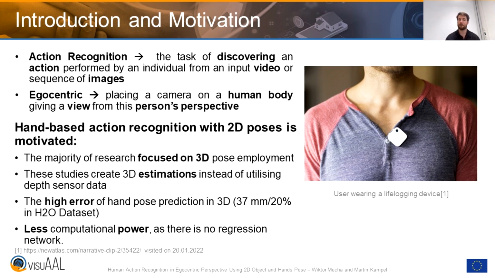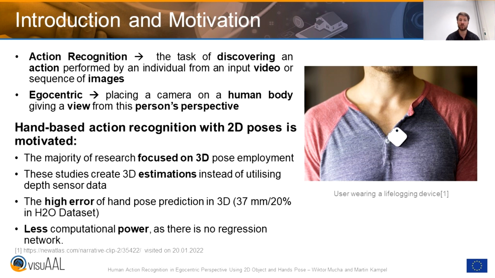And we are performing hand-based action recognition with 2D poses, which is motivated by the fact that the majority of researchers focus on 3D pose. Then, these studies create an estimation of this third dimension instead of using depth sensor data, and there are no such wearable depth sensors on the market at this moment. Also, these works report high error in hand pose prediction, which oscillates around 37 millimeters, considering the average length of a hand to be 18 centimeters. This gives 20% of error.